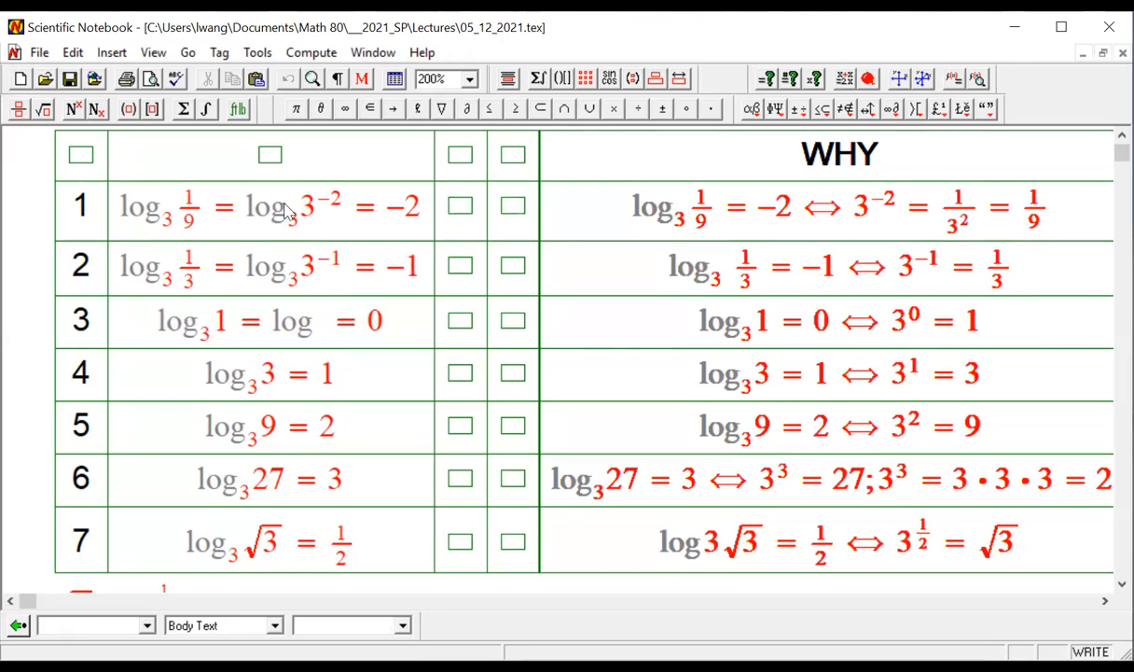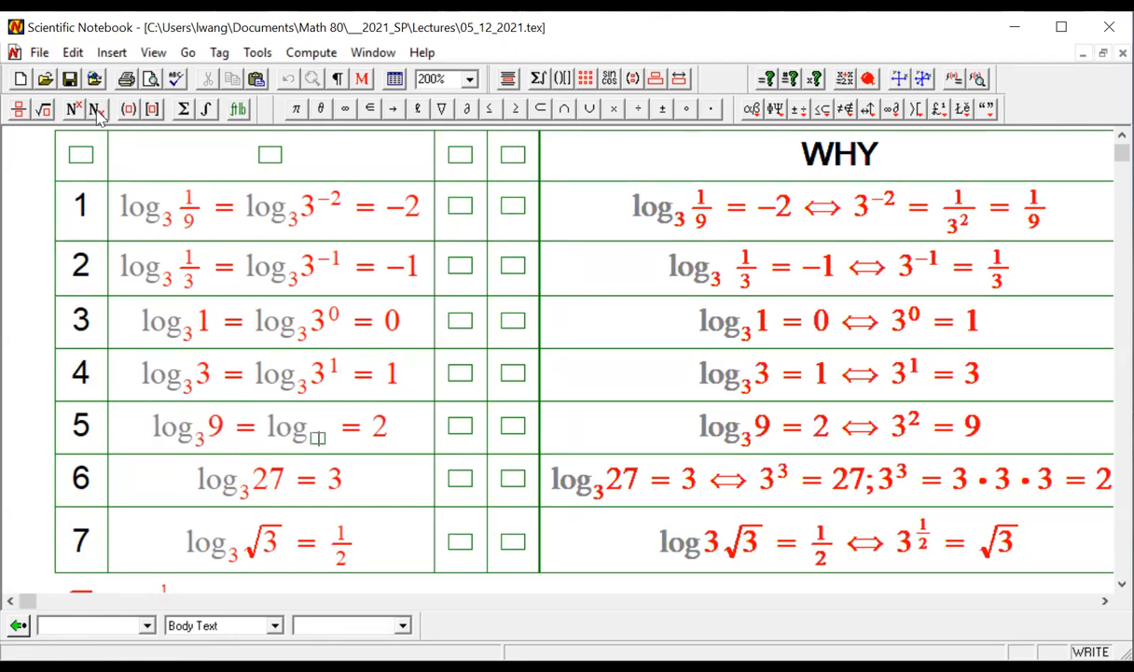And log base 3 of 1 is equal to 3 to the power of 0. So 3 to the power of 0. And this one is log base 3 of 3 raised to the power of 1. So you know the rest, right?